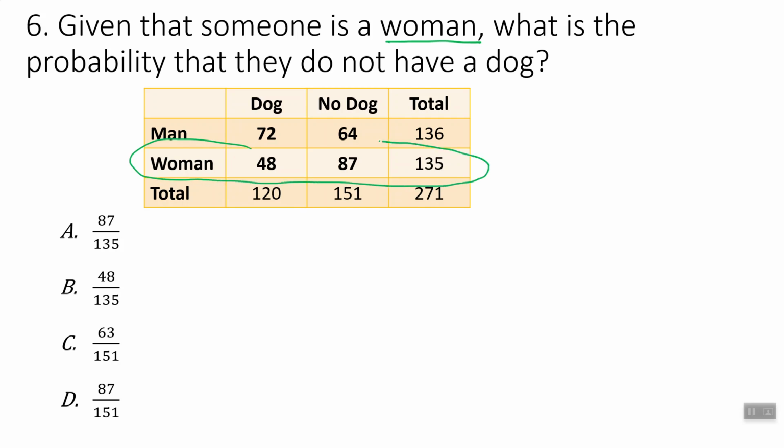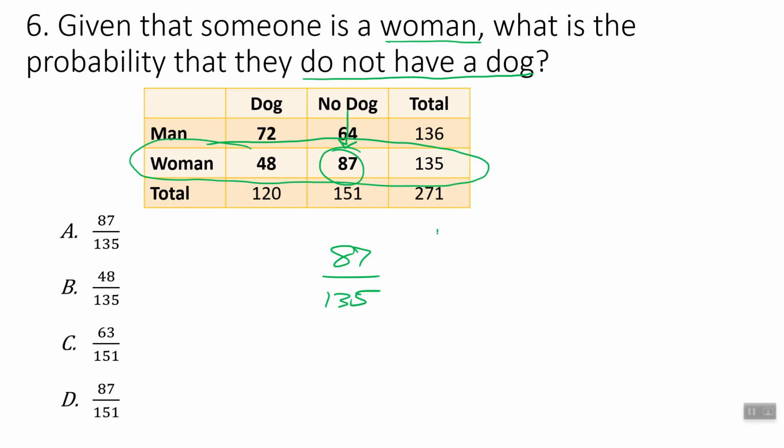Next up, given that someone is a woman, that means we are only looking at the women here. So all the other numbers I'm just going to ignore. What is the probability that they do not have a dog? That's these guys, no dog. So it'd be 87 out of 135. So that's how I do it my way.